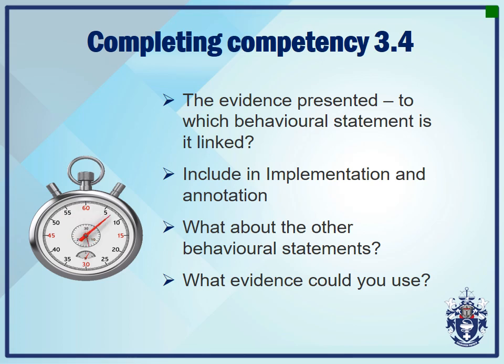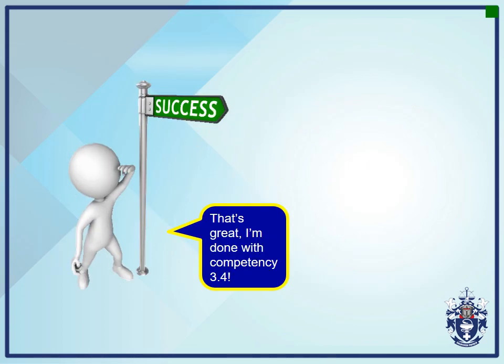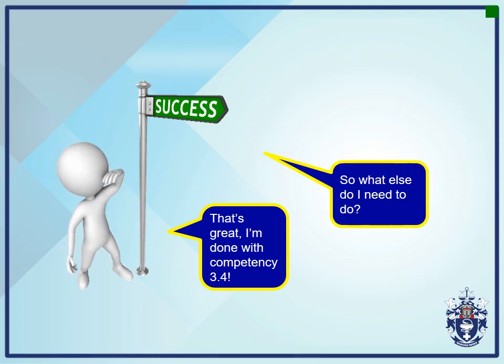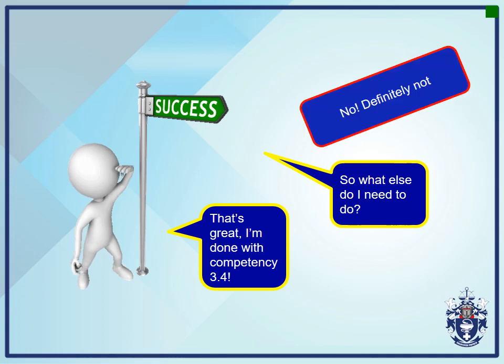So as you've completed competency 3.4, you ask yourself, is the evidence presented linked to a behavioral statement, and which one? Include this in your implementation and annotation as well. So in terms of your annotation, how is it linking to your evidence? What about the other behavioral statements, and what evidence could you use? Now that you've completed competency 3.4, what else do you need to do?